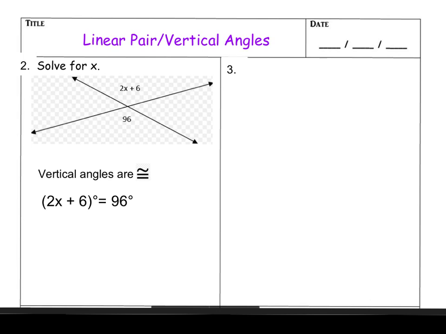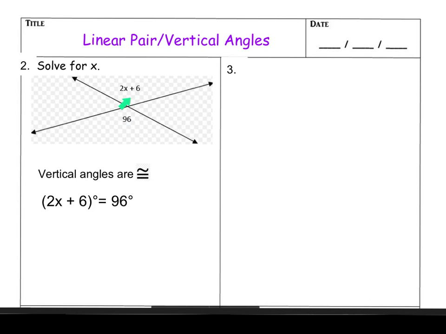Okay, now let's go ahead and take a look at our second example. This example is going to go with vertical angles. In the diagram, the two angles seem to form like this bow tie shape, and I have my vertical angles here and here.